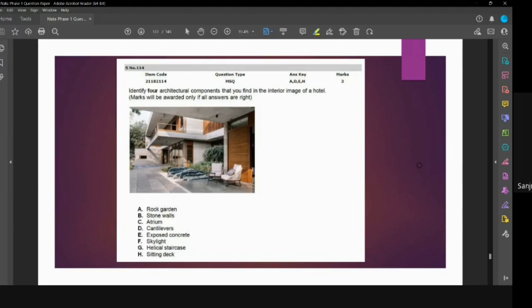In this question, they've asked us to identify 4 architectural components that you find in the interior image of a hotel. The question asks which 4 architectural components are in the hotel image below. So first of all, we can see a rock garden. Then we can see cantilevers. Then we can see exposed concrete. Then we can see a sitting deck. The correct options are option A, option D, option E, and option H.